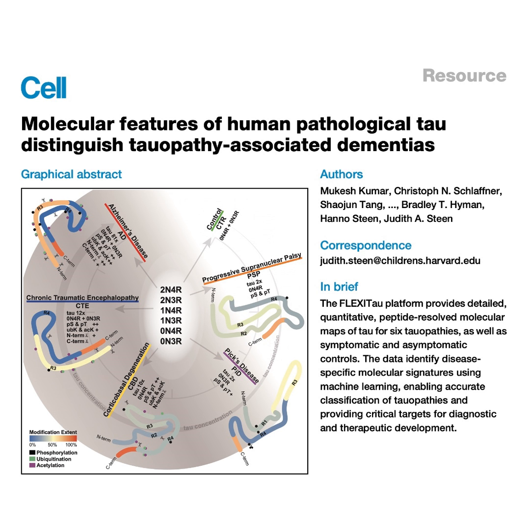Bullet 1. FLEXITau gives us the extent of modification from 0 to 100%, which is critical for telling these diseases apart. Bullet 2. Machine learning actually works. The models can diagnose the specific type of dementia just by looking at the protein's chemistry. Bullet 3. The AD profile is shredded and red, high abundance, heavily cut, heavily modified. Bullet 4. The PSP profile is blue and intact.